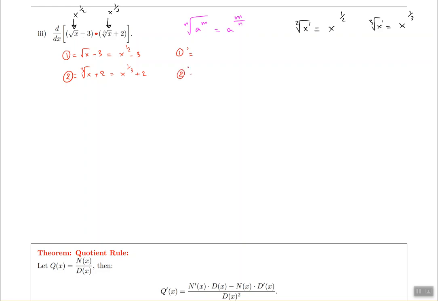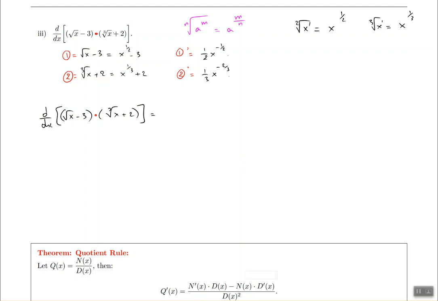Now I need to know the derivatives of each one of those. So it's easier to differentiate x to the 1/2 minus 3, and the derivative of that is going to be 1/2 x to the power of -1/2, and the derivative of 3 is just going to be 0. Similarly, the derivative of x to the power of 1/3 is going to be 1/3 x to the power of -2/3, and the derivative of 2 is going to be 0, so we can just ignore that. So that's basically the start.